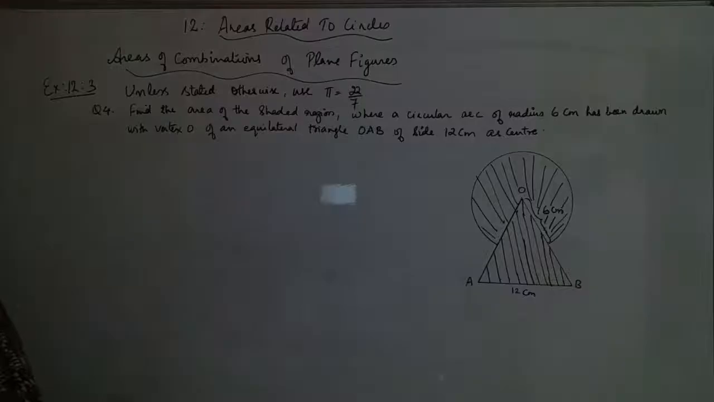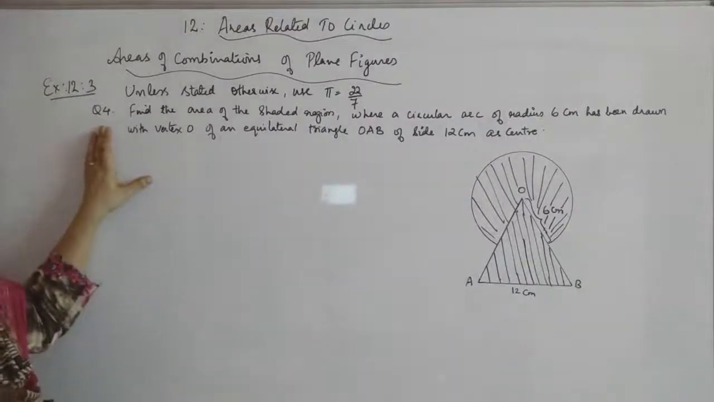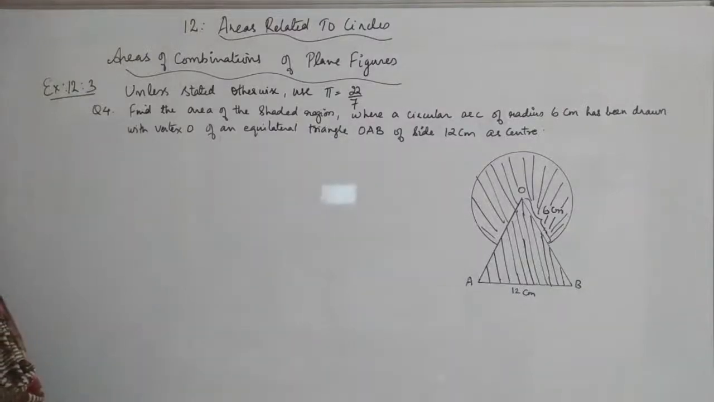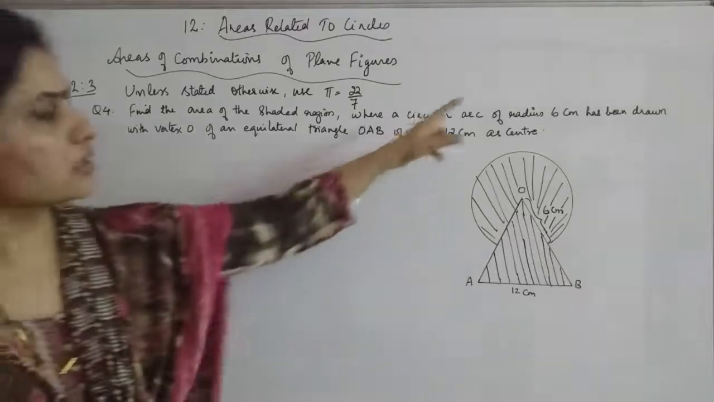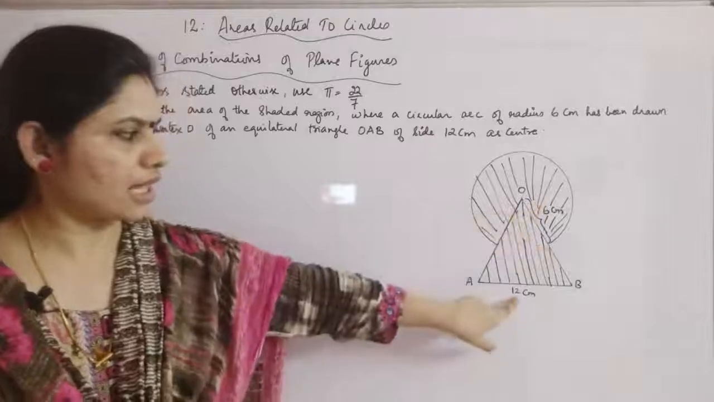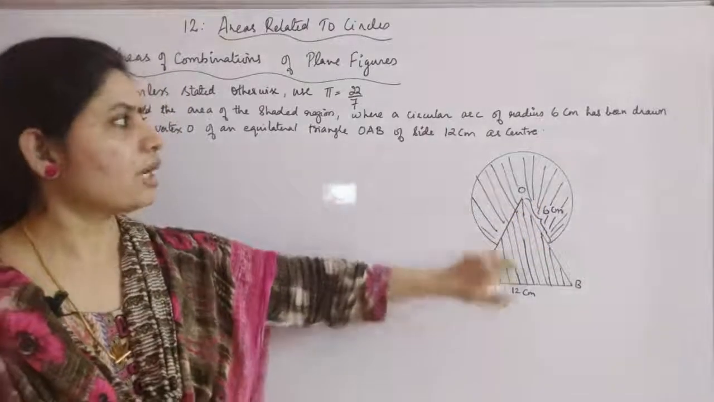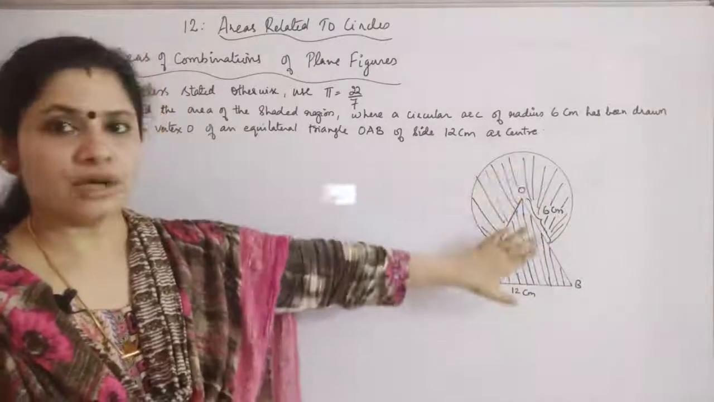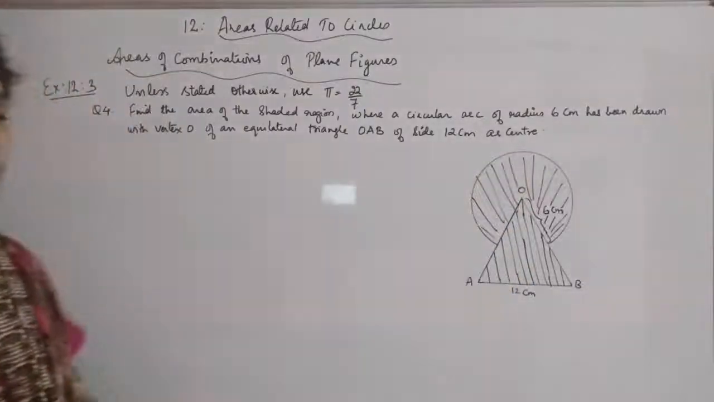Okay. Question number 4 is find the area of the shaded region where a circular arc of radius 6 centimeter has been drawn with vertex O of an equilateral triangle OAB of side 12 centimeter as center. Okay, so you have a circle with center O and an equilateral triangle also with side as 12 centimeter. You have to find out the area of this total shaded region. It includes what all things?